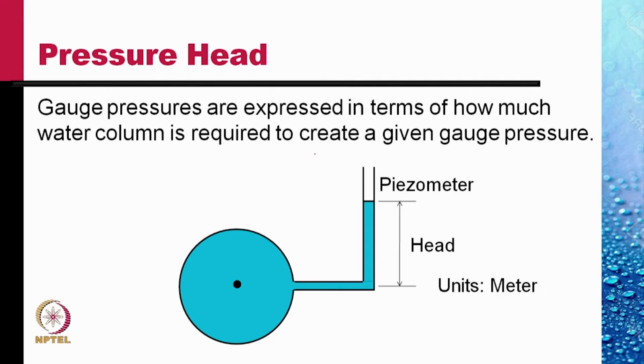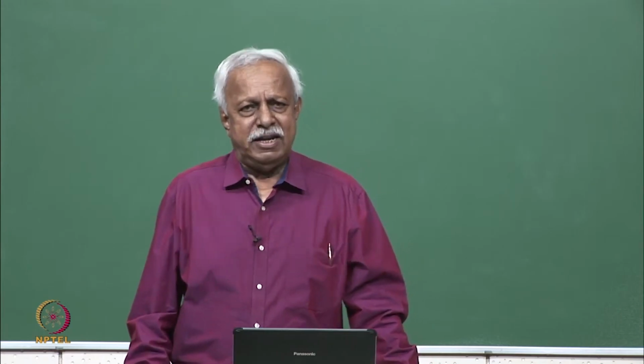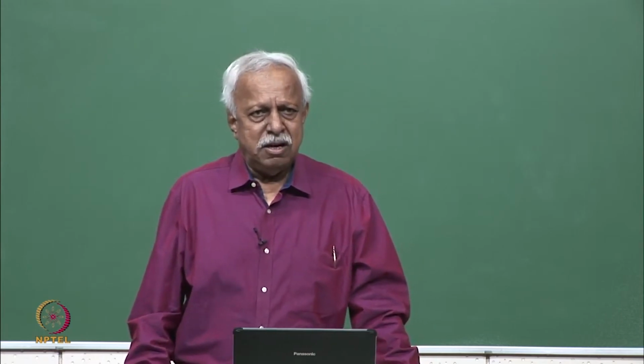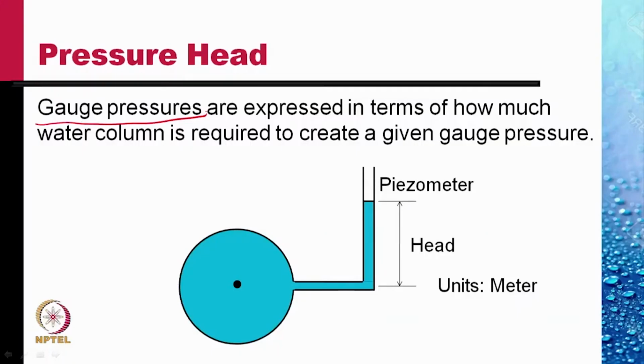One common method of specifying pressures is called the pressure head. We use the term gauge pressure as the pressure above the atmospheric pressure. The name gauge pressure comes from the fact that ordinary pressure gauges measure pressure above the atmosphere. The gauge pressures are usually expressed in terms of how much water column is required to create a given gauge pressure.